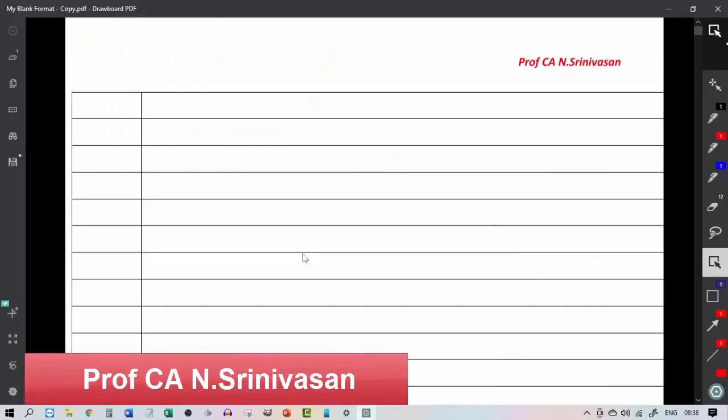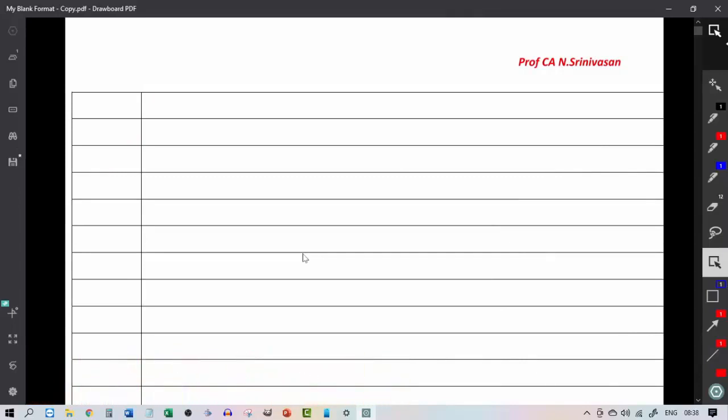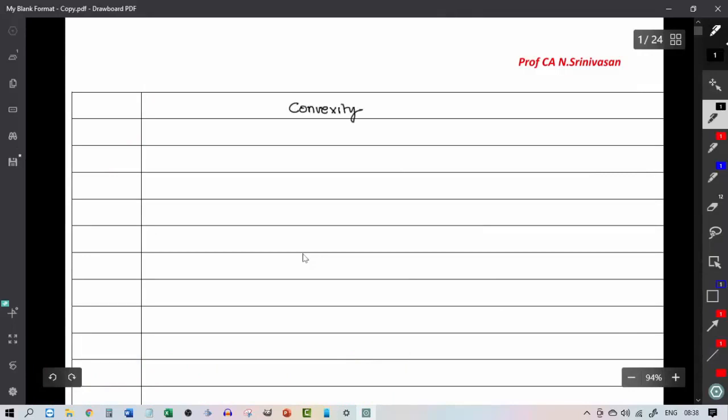Hello everyone. The topic that we are going to discuss today is what is called convexity. Now this topic is particularly relevant for students who are pursuing FRM and also CFA. Now what is convexity in relation to bonds?